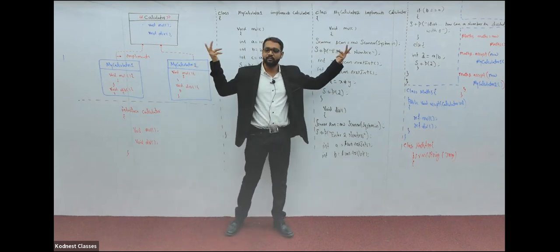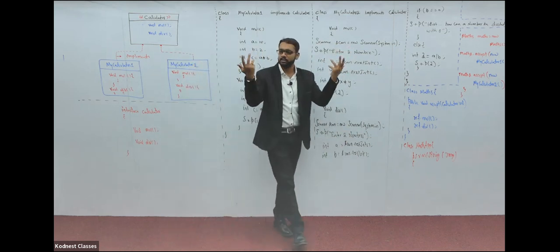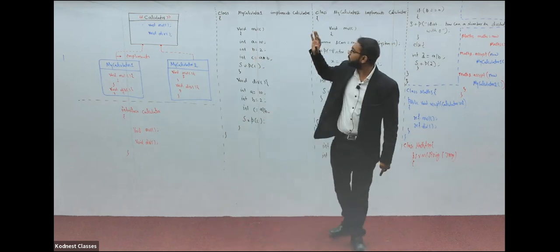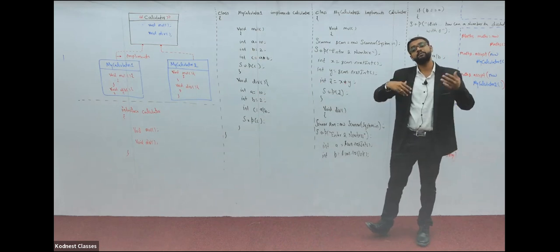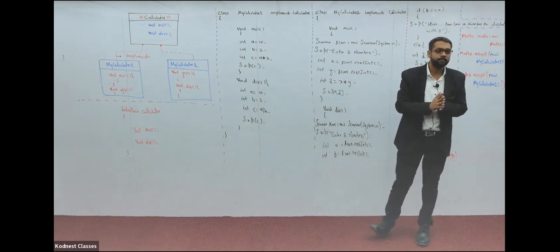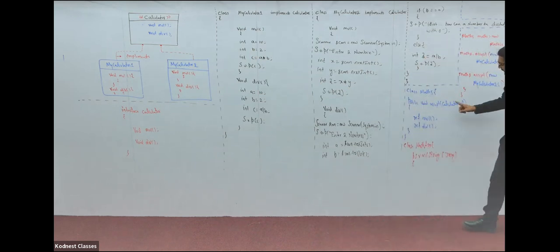Multiplication in a different way, division in a different way. That is the meaning of one interface can have multiple implementations, different types of implementations. Any doubts with this? An interface type reference can be created. No problem at all. An interface type reference is used to achieve loose coupling.